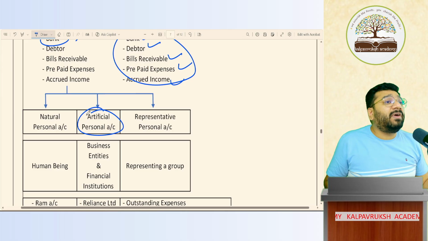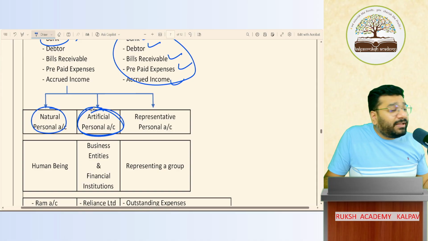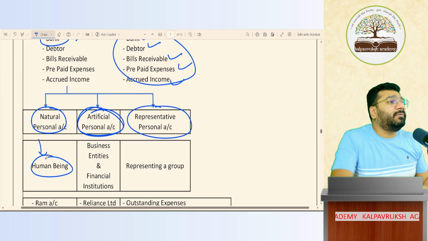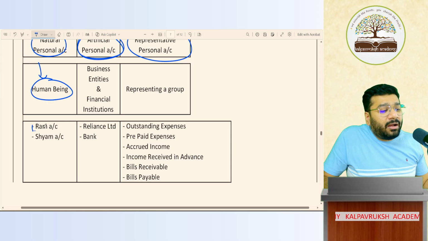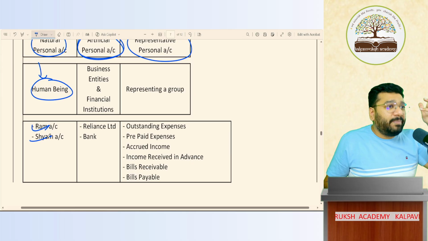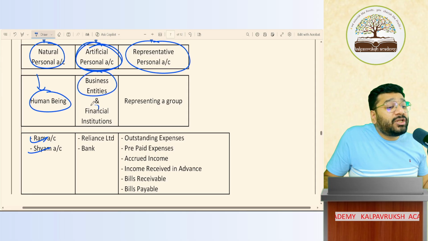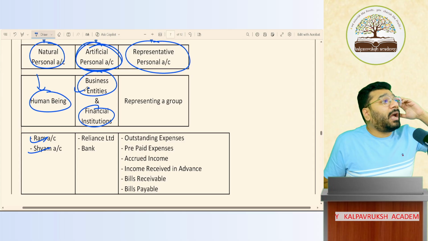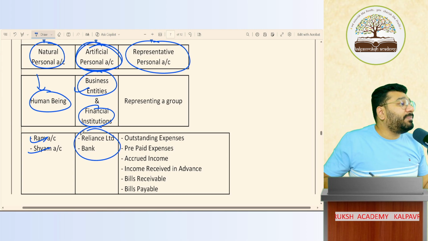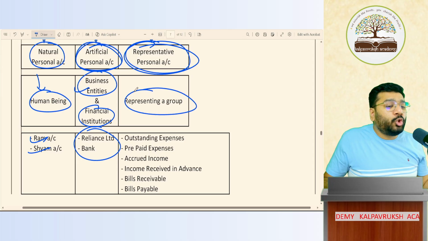So personal account is further bifurcated under 3 categories. One is natural person account, second is artificial person account, third is representative person account. Natural person account means human beings created by God: Ram, Sham, Ghansham, Sita, Gita, Rita. Okay, not okay. Human beings. Who's an artificial person? All the business entities, financial institutions, Reliance Industries Limited, Tata, FFLA, Kalpavirish Academy, bank, all these are artificial persons. Representative personal account is nothing but representing a group.